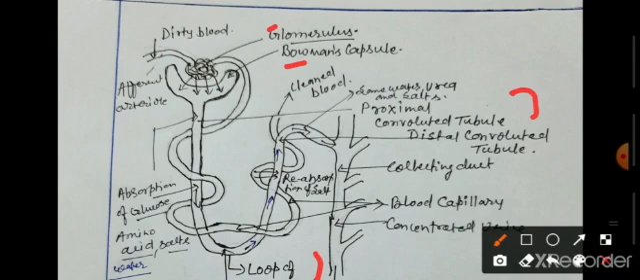So in these two regions reabsorption takes place, and finally from the distal convoluted tubule less amount of water having urea, uric acid and the waste salts is transported into collecting duct. This collecting duct receives the urine and transports this urine into the ureter.